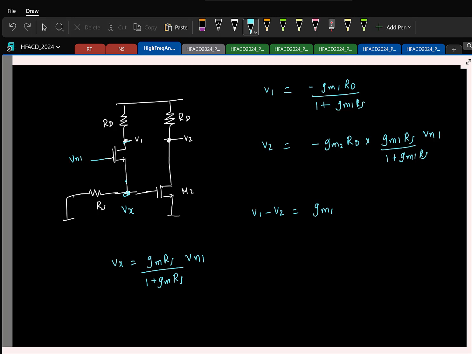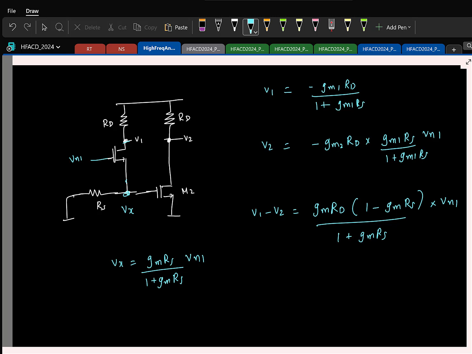Let's assume the Gms are all equal for simplicity. Maybe that will simplify it. So let's say it's Gm Rd times, for simplicity, I've assumed Gms are equal. So what do you observe now?